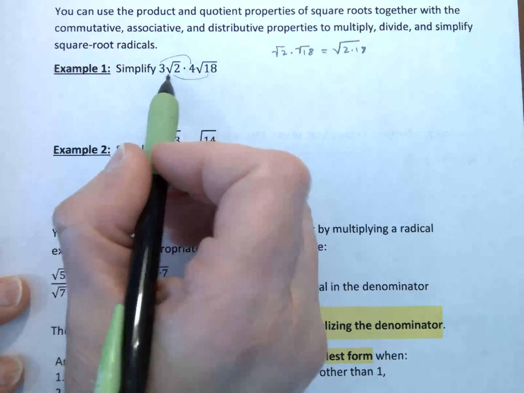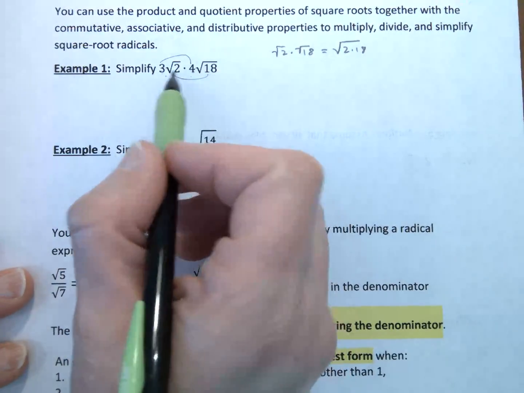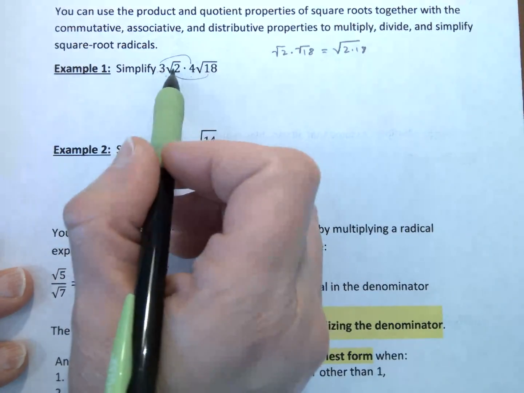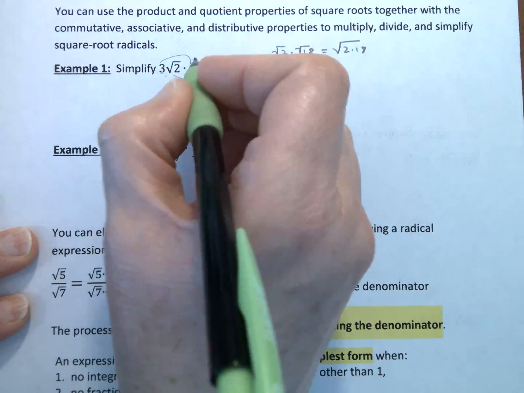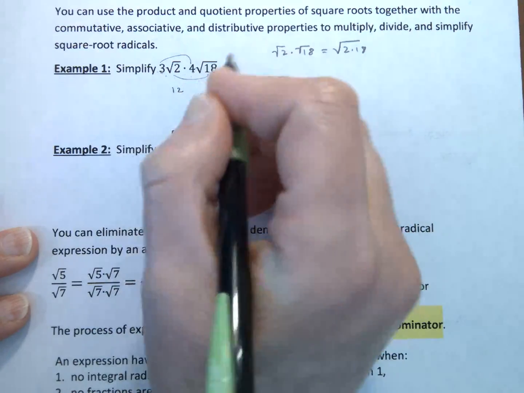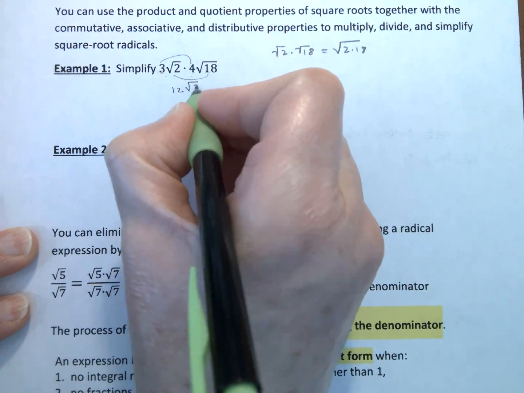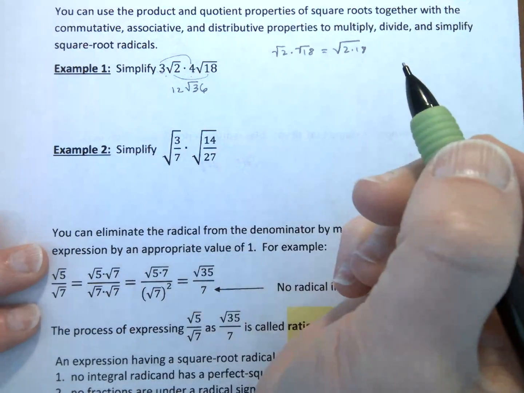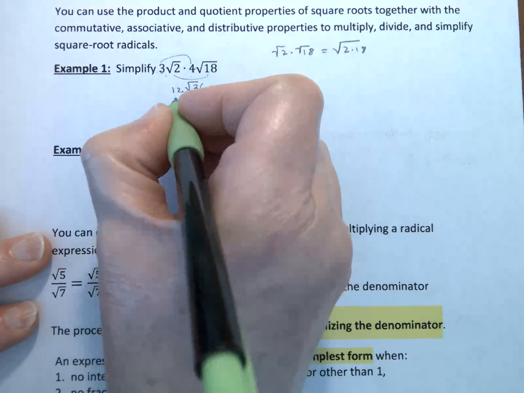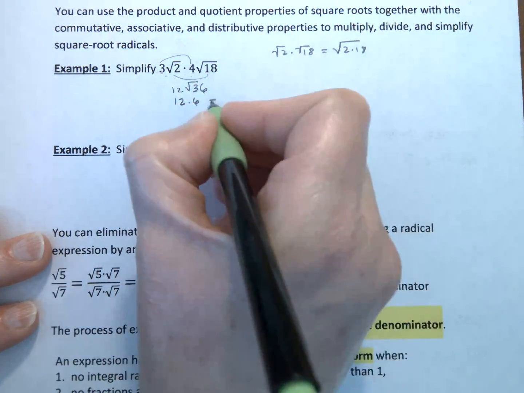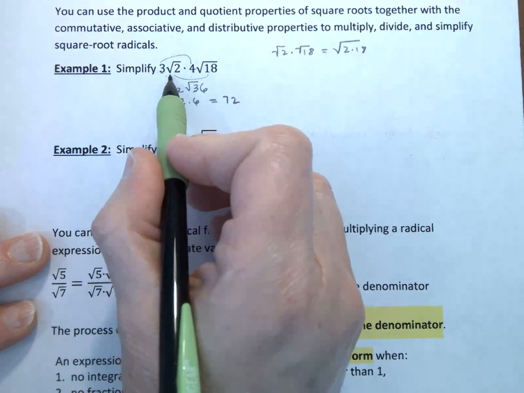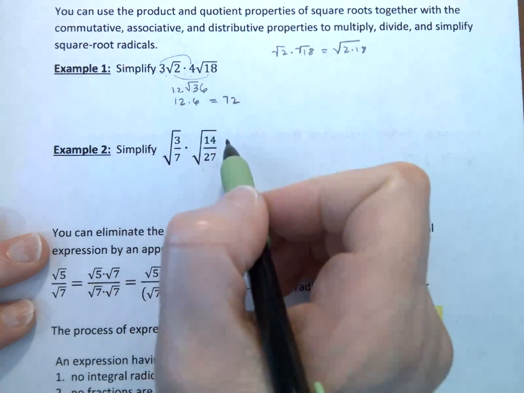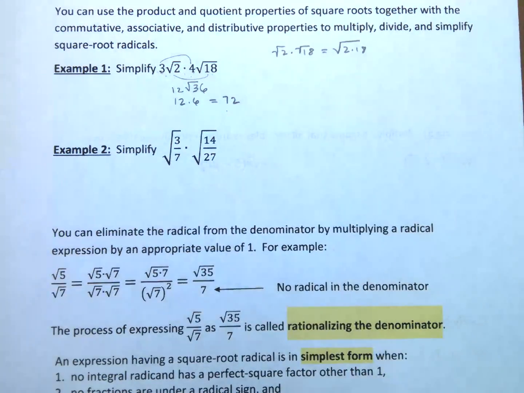And then we just think of the 3 and the 4 as if they were coefficients, which, if they were coefficients with variables, we would just multiply them together. So if we multiply this together, we get 3 times 4, which is 12. And 2 times 18 is 36. So we have 12 square root of 36. Well, the square root of 36 happens to be 6, and 12 times 6 is 72. So 3 square root of 2 times 4 square root of 18 is equal to 72.